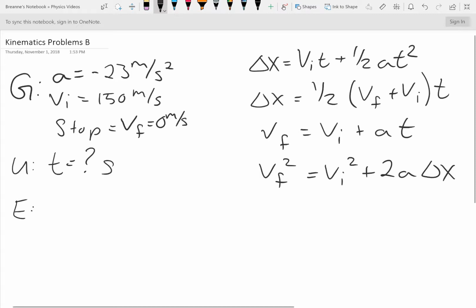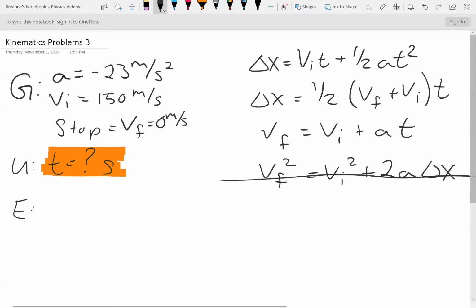The main thing, our equation has to have time in it. If it doesn't have time in the equation, we cannot use it. So does the first one have time? Yep. Second one have time? Yep. Third one have time? Yep. Does the fourth one have time? Nope. So we can't use it.